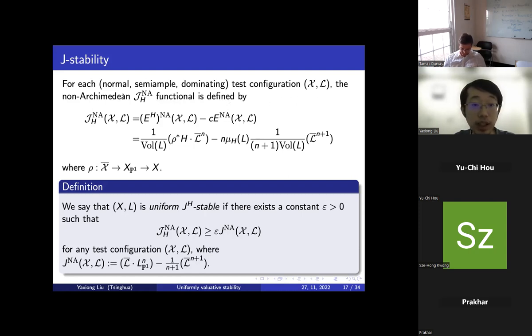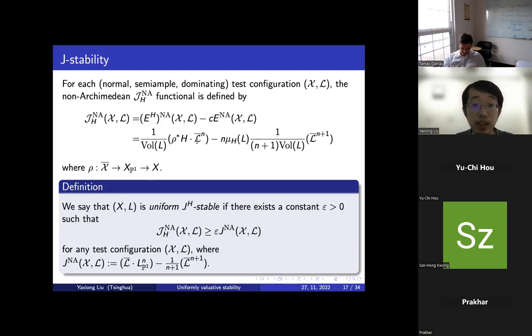So we recall the non-Archimedean J^H functional. The definition is the non-Archimedean twisted functional minus c times the non-Archimedean Monge-Ampère functional. The explicit definition is given by intersection numbers. The first one is μ star ρ star h times L bar, and ρ is this morphism. When I say dominating, it means the test configuration X has a morphism to X times P1, and this morphism is a projection.